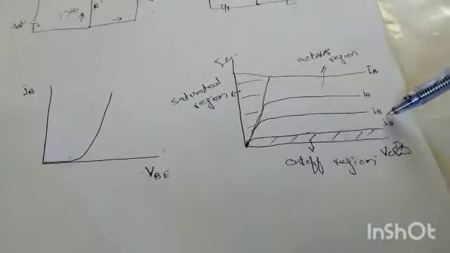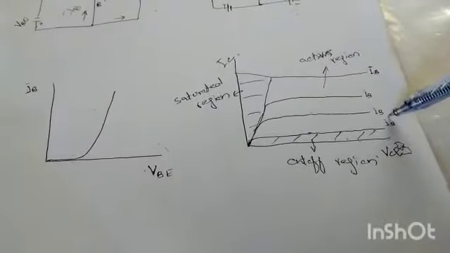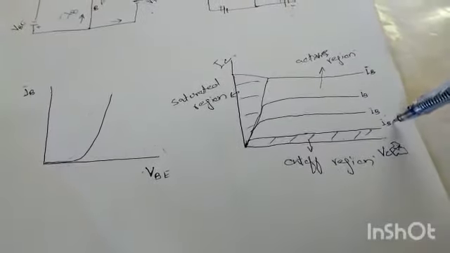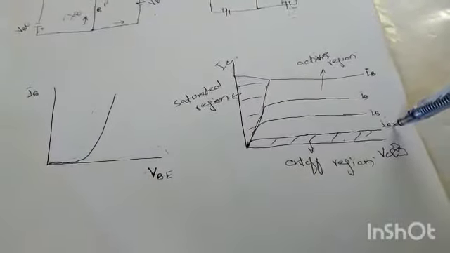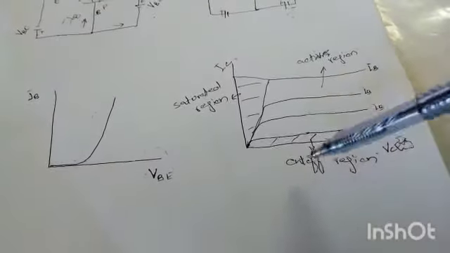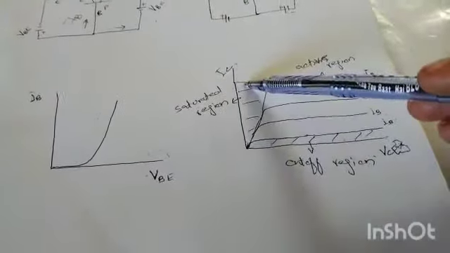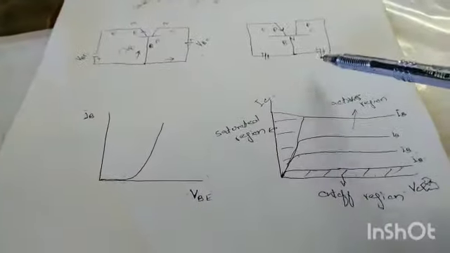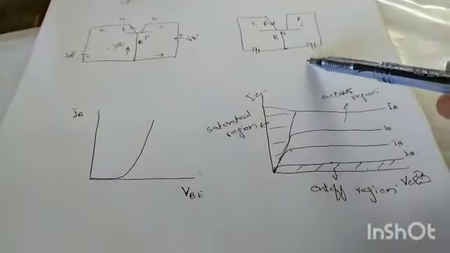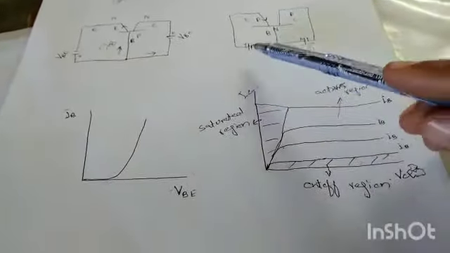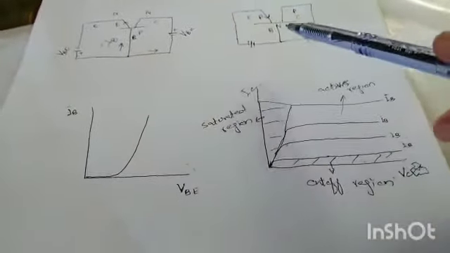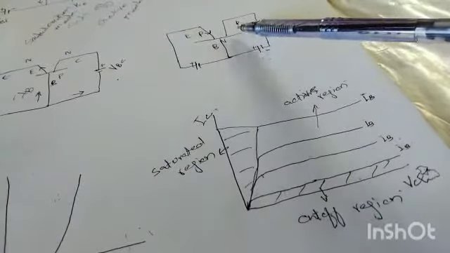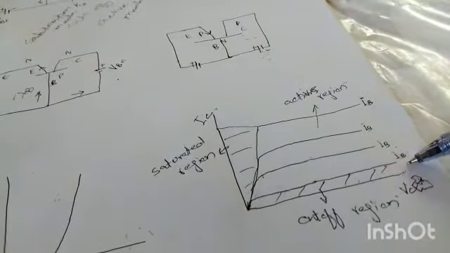Now we take another value of the input current, that is IB, which is greater than 0. So there is a certain input current. Again we vary the output voltage, that is the voltage across collector and base, and there is variation in the output current with respect to the output voltage.